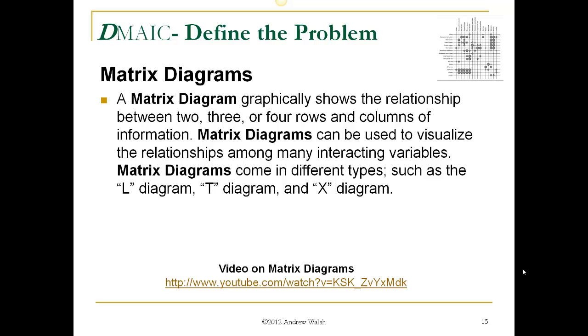Matrix diagrams. These are very common tools that everyone has seen. They graphically show the relationship between 2, 3, or 4 rows and columns of information. Matrix diagrams can be used to visualize the relationships among many interacting variables. And they come in different types, such as the L diagram, T diagram, and an X diagram. And there's a video on the matrix diagrams.